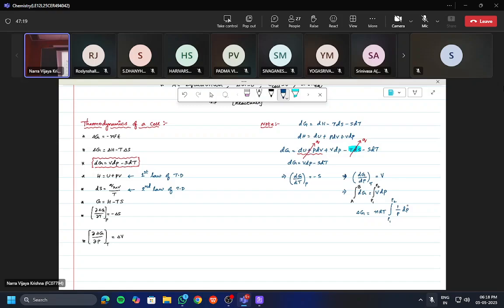Yes? Can I write it? In the PV equals nRT, instead of V, I am writing nRT by P. Clear? So what is the integral of 1 by P dP? Log P base e between the limits P1 to P2.